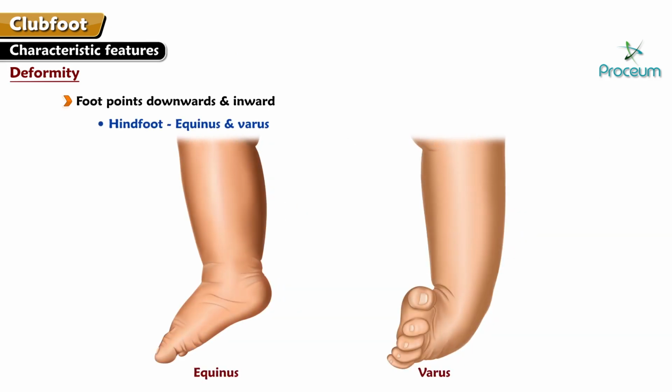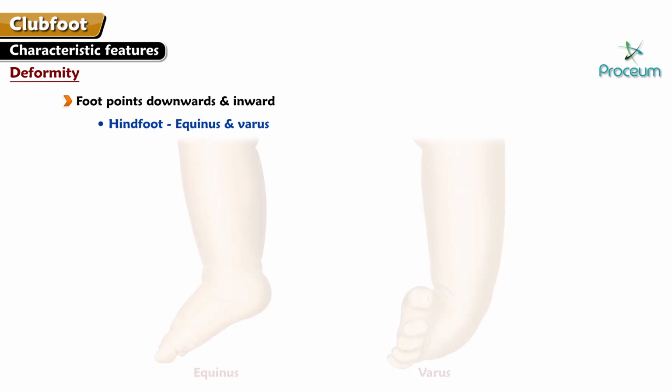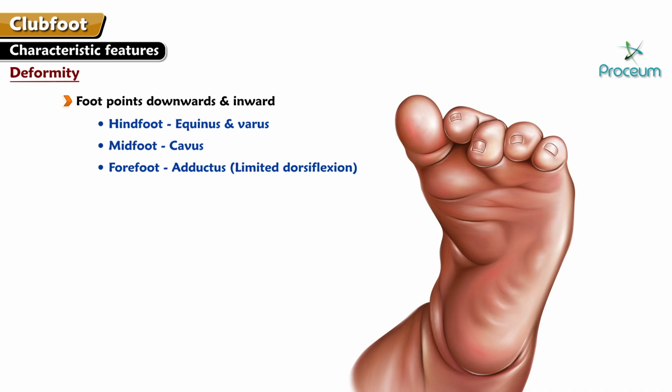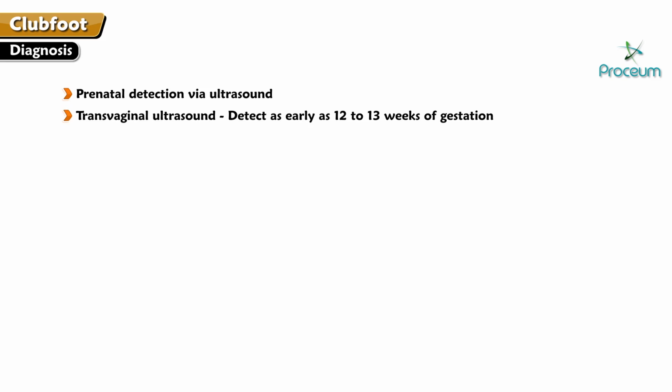Deformity. The foot points downwards and inwards. The hindfoot is in the equinus and varus position. The midfoot is in the cavus position. The forefoot is adducted with limited dorsiflexion of the entire foot. Diagnosis. Clubfoot is a clinical diagnosis. Prenatal detection via ultrasound is possible. Transvaginal ultrasound can detect the abnormality as early as 12 to 13 weeks of gestation.